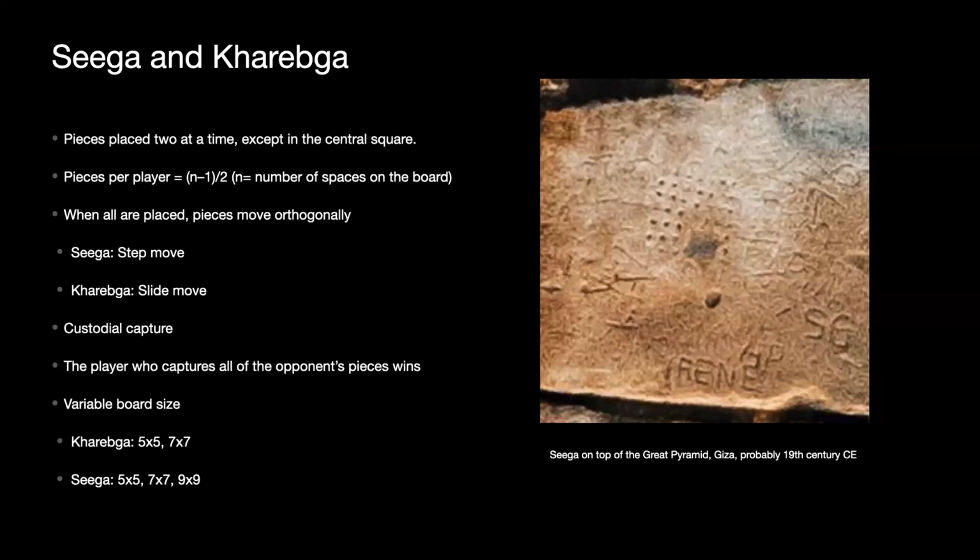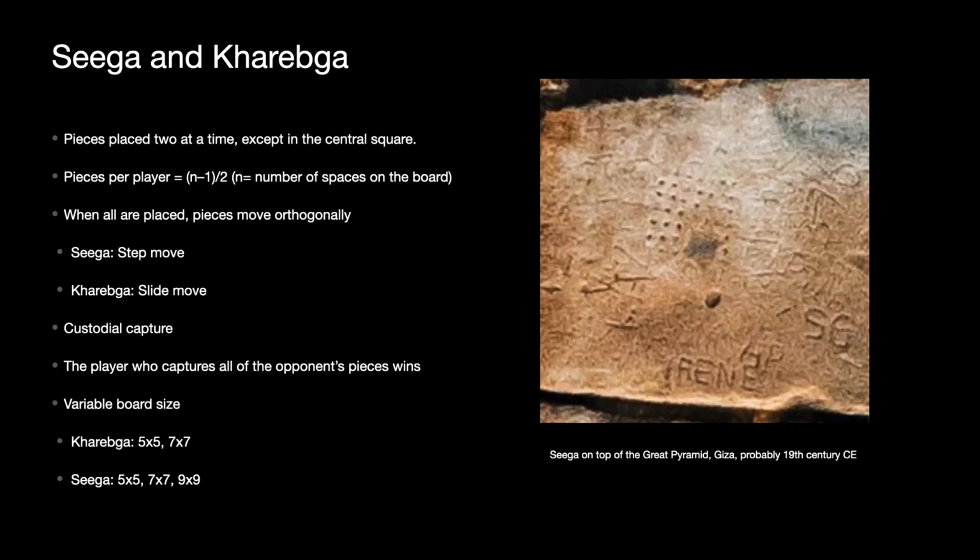The difference between the 2 games is that in Siga, you move 1 step at a time. In Karebga, you move, we call it the slide move. It's like a rook in chess. They both have custodial capture. The player who captures all of the opponent's pieces wins. And we know that it's been played at least since the 19th century.